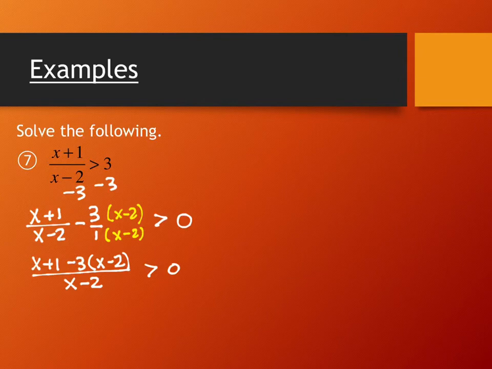Okay, so we're going to clean up that numerator. I have x plus 1 minus 3x plus 6 over my x minus 2. So that's a -2x and a positive 7. Oops, I'm running out of space. Let me shift that up. Over x minus 2.